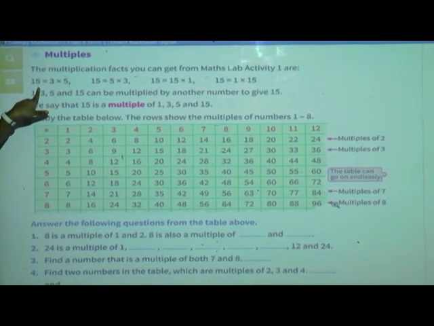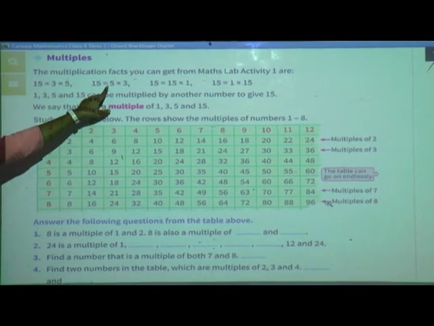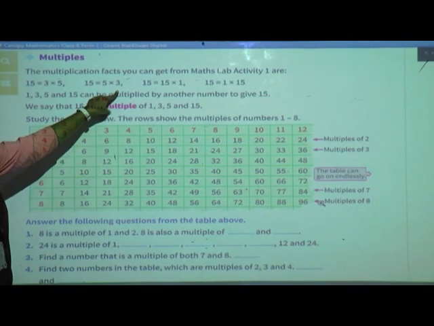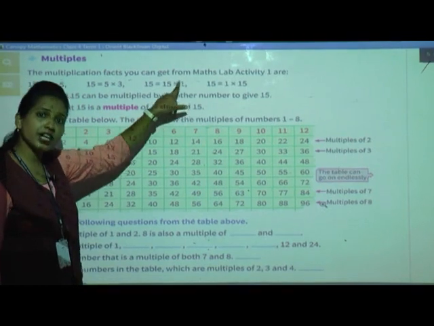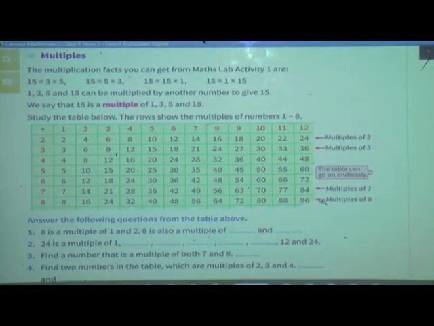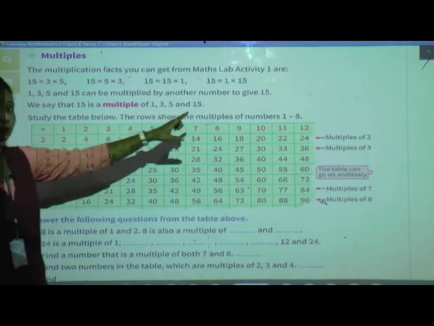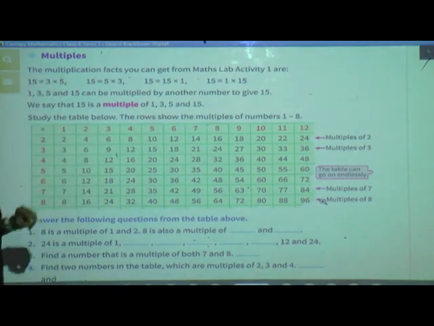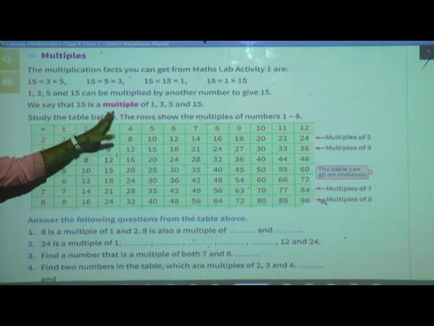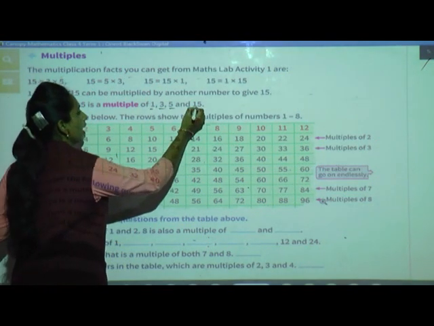See, 15, in how many ways can we multiply? 3 5s are 15, and in another way 5 3s are 15, and the next one is 15 1s are 15, or 1 15s are also 15. So 1, 3, 5 and 15 can be multiplied by another number to give 15, isn't it? So what we say? We say that 15 is a multiple of 1, 3, 5 and 15.